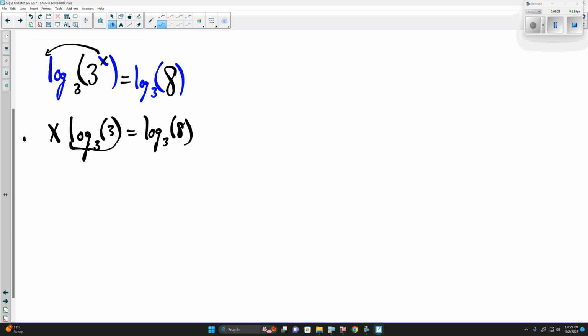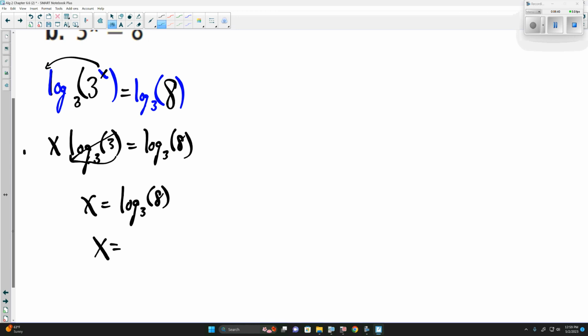Now log base 3 of 3 simplifies to 1, telling us we have x is equal to log base 3 of 8. And we can calculate this.